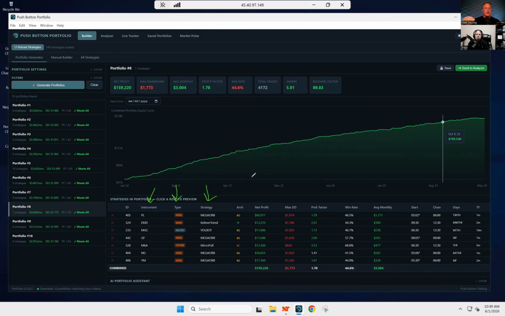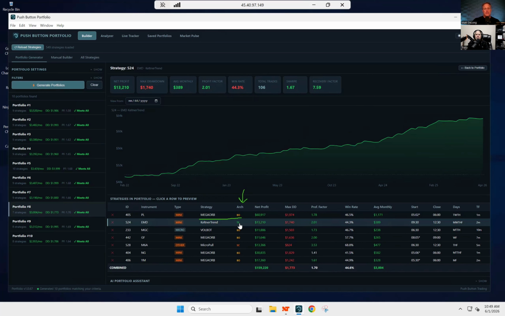The strategy meaning the volume bot, the micro pull, the mega orb, the Keltner trend, different specific underlying strategies. And then each strategy is tied to what we call an archetype. So BO, breakout, trend following. So different specific types.